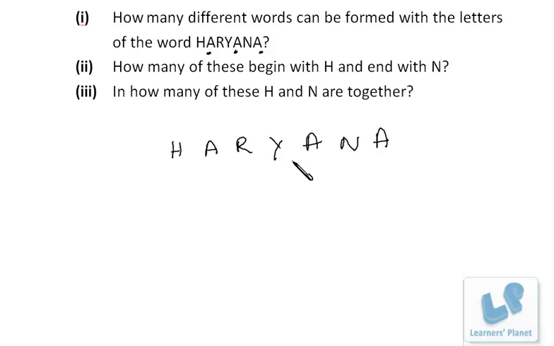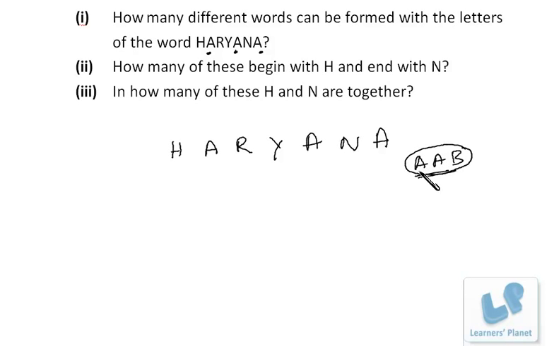Now friends, if the letters are repeated, then obviously the number of different words will be less, right? How do I ensure that, right? Suppose I take maybe a small example. Suppose I have the letters A, A, and B, right? These 3 letters are there with me and I have to rearrange them in various ways, right?